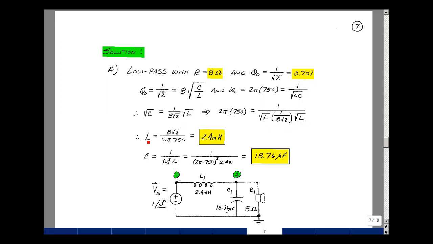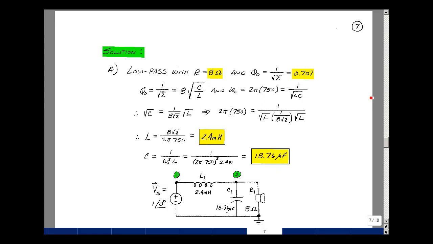I'm going to bring that over here, and then divide by 2 pi 750, and then the reciprocal of this up in the numerator is 8 square root of 2. And that's 2.4 millihenries. Knowing the value of L now, I can go back and get the value of C, and probably the easiest equation is right over here. Square both sides. I'm going to get a 1 over LC, bring the C over here. Squaring this side of the equation, I get omega naught squared, which is 2 pi times 750 squared. And then the value of L, which is 2.4 millihenries. That gives me about 18.76 microfarads.